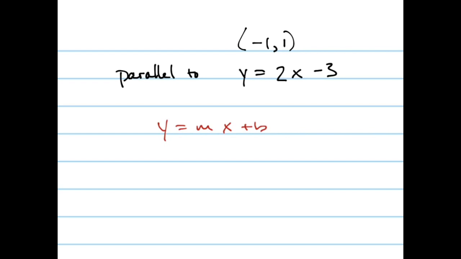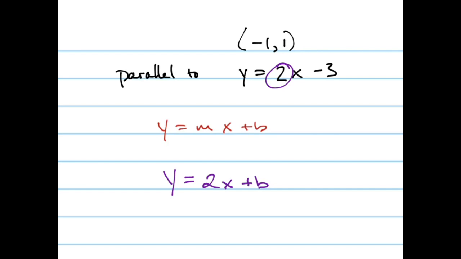Now m is the slope, b is the y-intercept. Which of those do we know already? The slope, which is what? 2. Because it has to have the same slope as the line that it's parallel to. So we now have y equals 2x plus b. And we have to figure out what b is. How can we figure out what b is? We plug in the point. We don't know what b is, but if we put in a value for x and y, then we could solve for b.